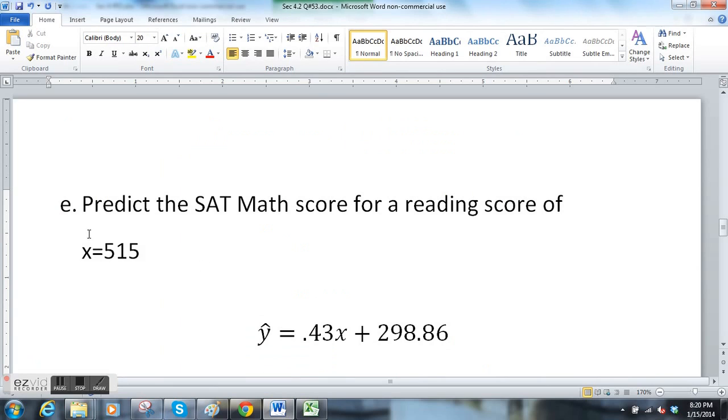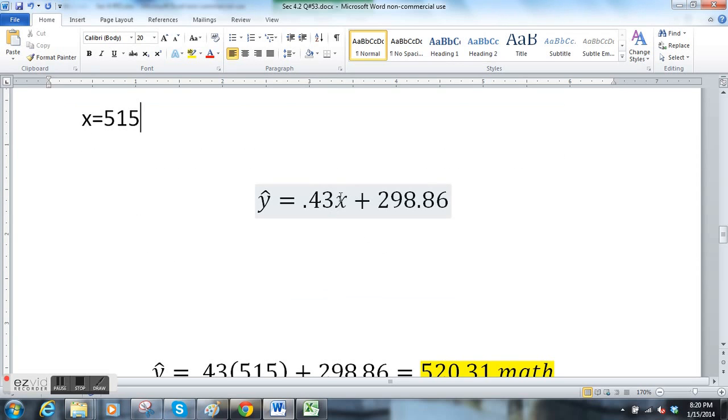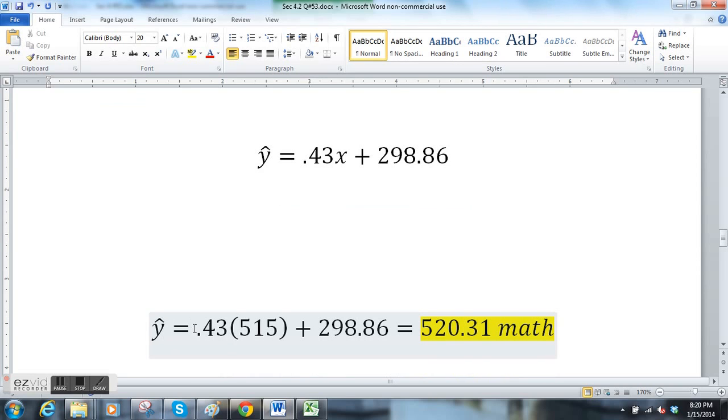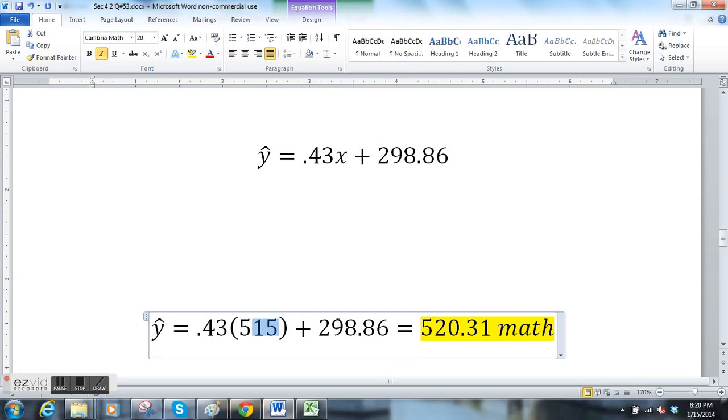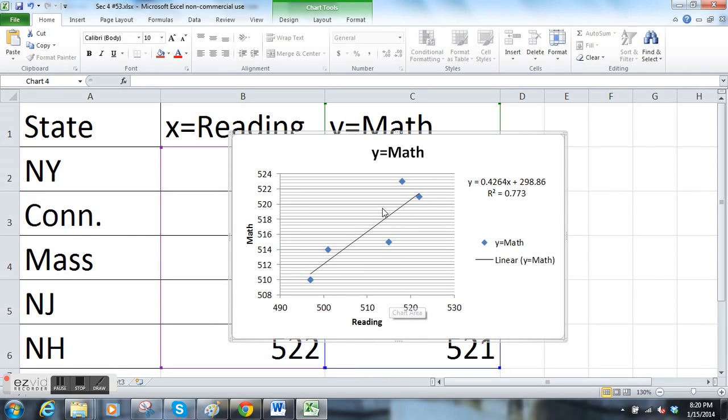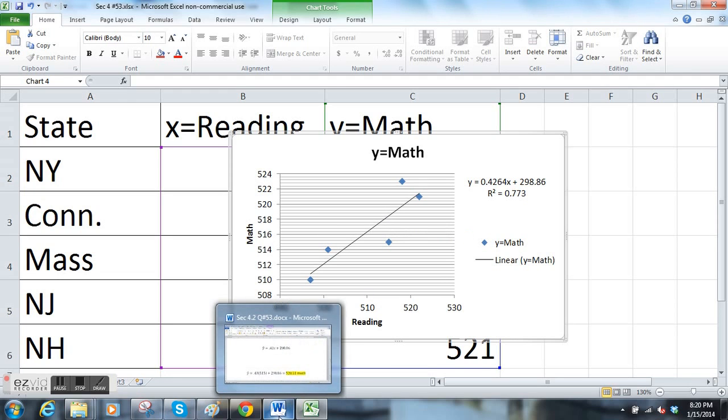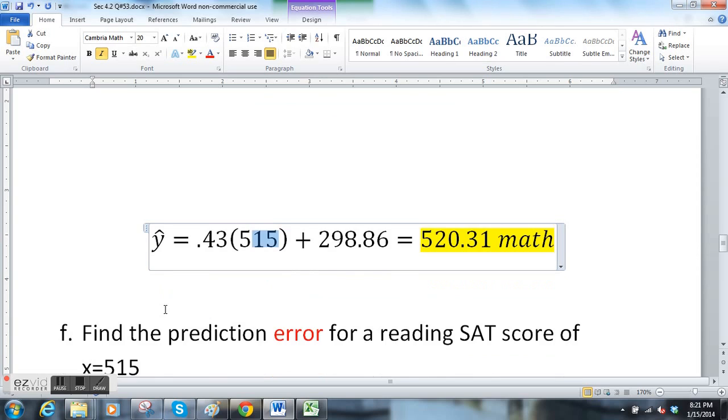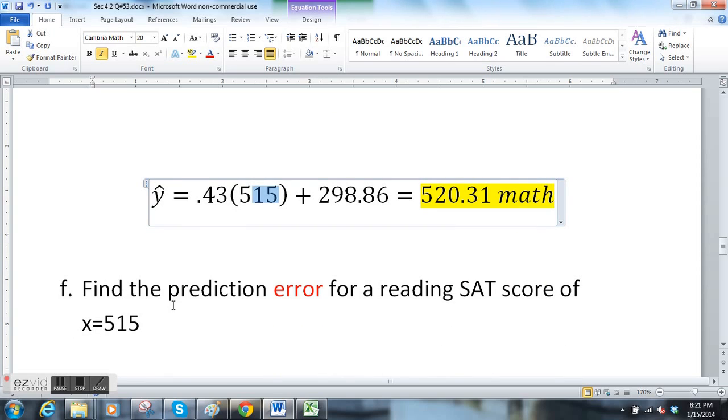So we're going to use the line for prediction purposes. Suppose someone scored 515 on the reading, what would their math score be? You answer this by taking 515 and plugging it into that equation. So we get y hat equals 0.43 times 515, plus 298.86, equals 520.31 as a math score. So we're saying we would predict, according to this line, if you plug in 515, the point on that line should be 520.31.